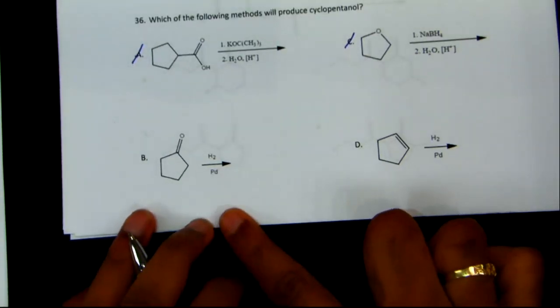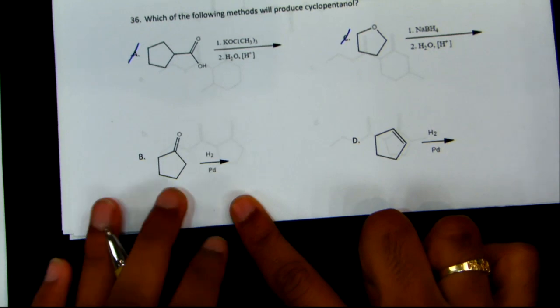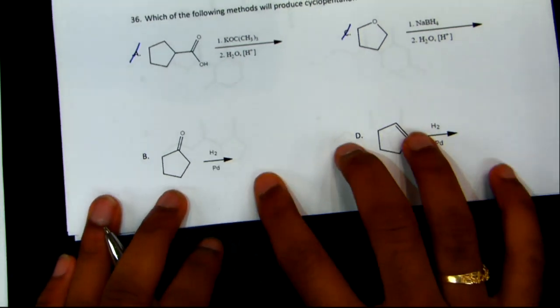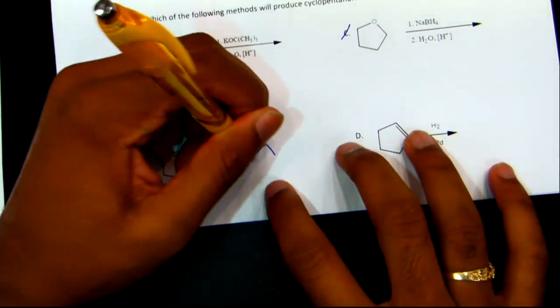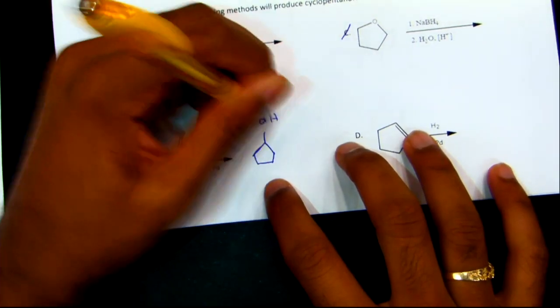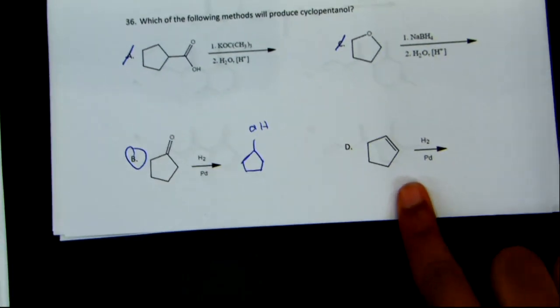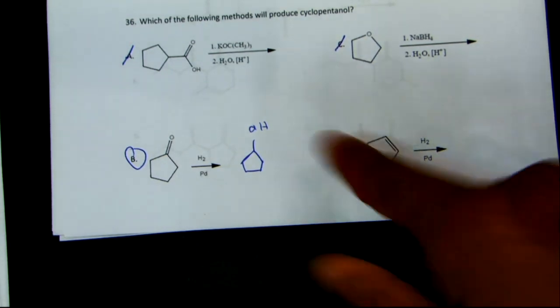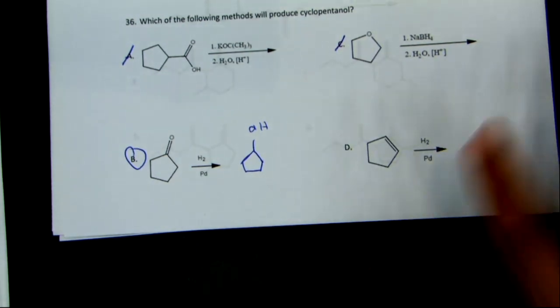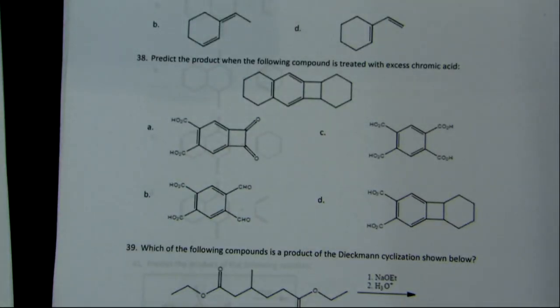This one is a strong reducing agent, and this is a ketone. So the ketone is going to get reduced to alcohol. Well, would you look at that? There's our answer. This one will just have the alkene reduced to an alkane. So this will just be cyclopentane. Cool? All right, so next one.